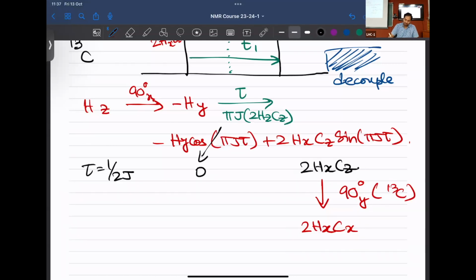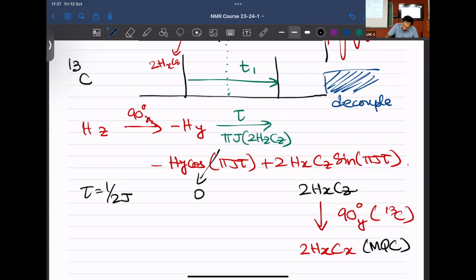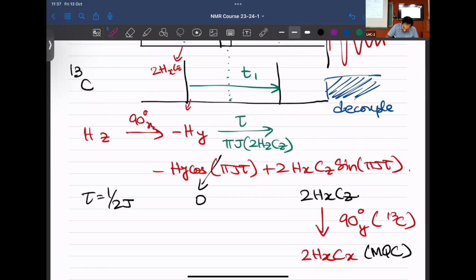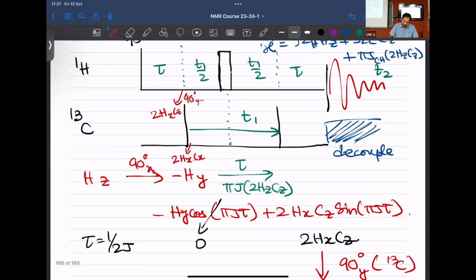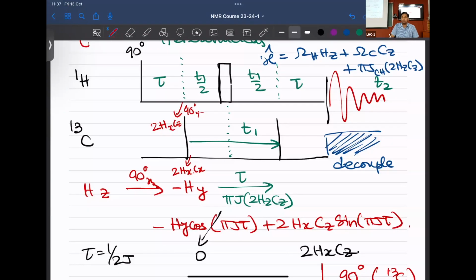I'm sure you appreciate that this is a multiple quantum coherence term. So at this point, what have we generated? At this point, we are at 2HxCx, 90 along Y. Let's go back to the Hamiltonian and take a look at this. During this duration, what will happen? It's still tau 180 tau, so proton chemical shift will still not evolve.